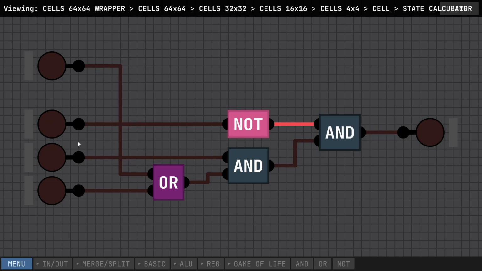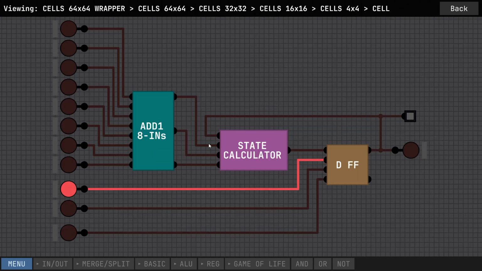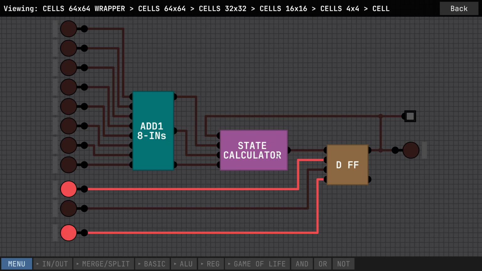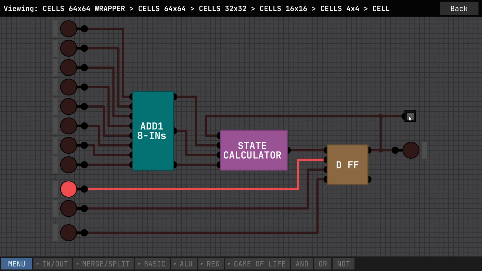That's fairly easy. If it has 3 neighbors, it becomes alive. If it has 2, it keeps its state. That's why here into the state calculator, it also feeds back in the old state. And otherwise, it always dies. And then here, there's just the D flip-flop to store the state. And this little LED here is what's going to be the LED in there.